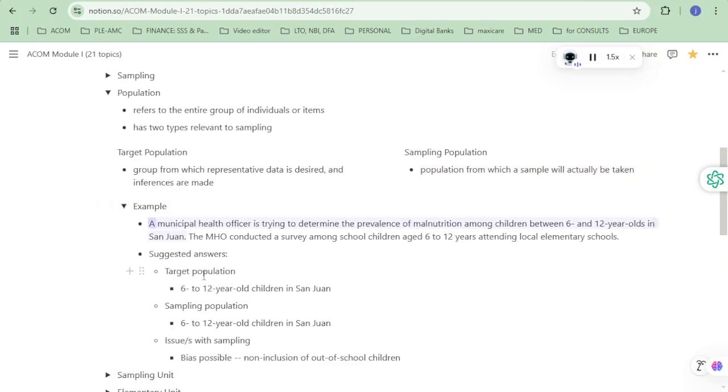Example. A municipal health officer is trying to determine the prevalence of malnutrition among children between 6 and 12 years old in San Juan. The MHO conducted a survey among school children aged 6 to 12 years attending local elementary schools. Suggested answers. Target population: 6 to 12-year-old children in San Juan. Sampling population: 6 to 12-year-old children attending school in San Juan. Issues with sampling. Bias: possible non-inclusion of out-of-school children.